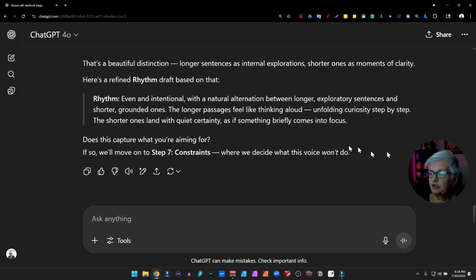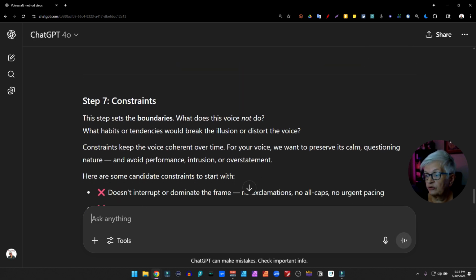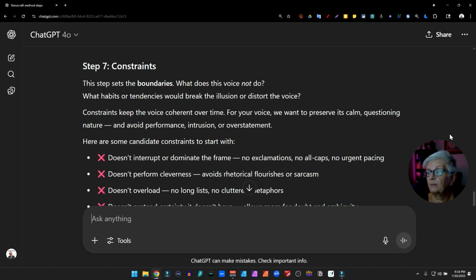Does this capture what you're aiming for? If so, we move on to step 7. Yes, move on. Step 7, constraints. This step sets the boundaries. What does this voice not do? What habits or tendencies would break the illusion or distort the voice?